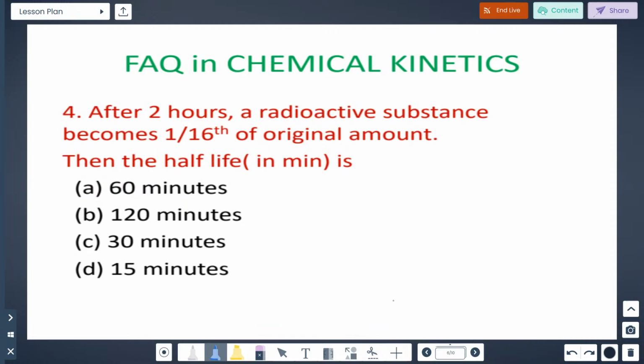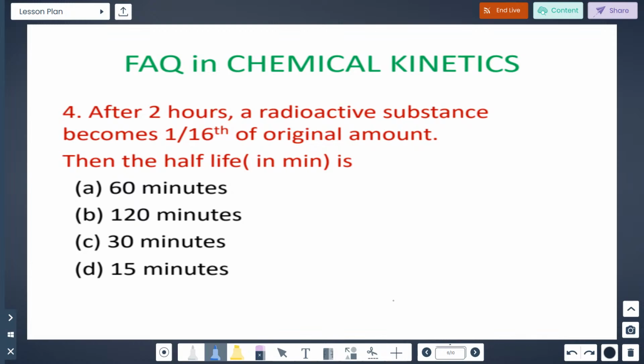Okay, now see the next sum. This is also based on half-life period. After 2 hours, a radioactive substance becomes 1/16th of the original amount. Then they are asking to find only the half-life period. Understood? Okay.